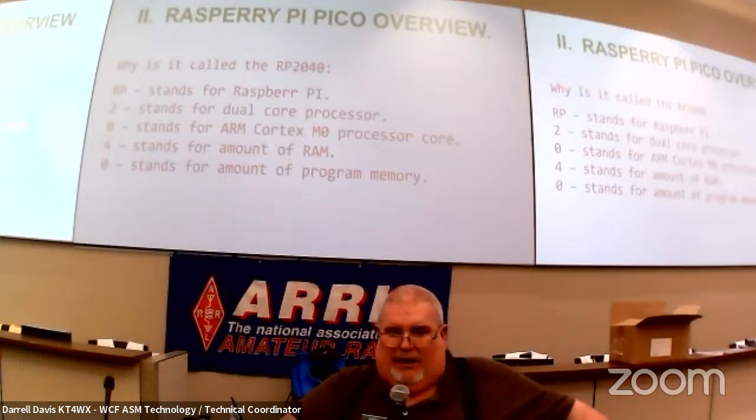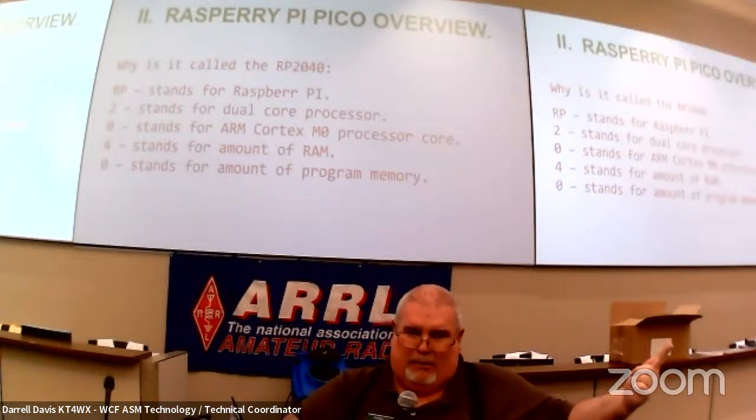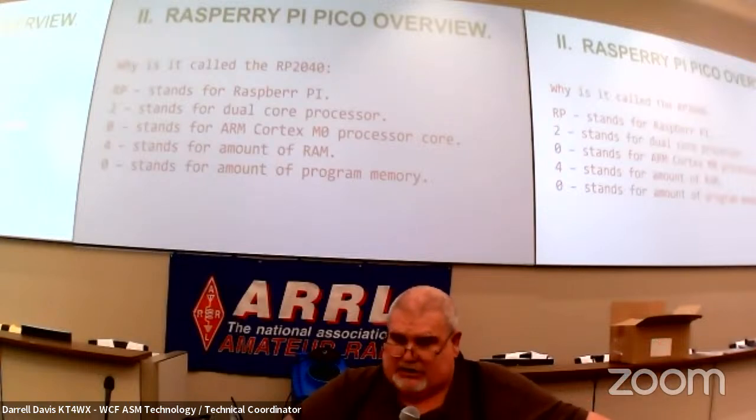But this was their first standalone microcontroller chip. And why did they pick that name? RP stands for Raspberry Pi. The 2 is a dual core processor. The 0 is an ARM Cortex M0 processor.